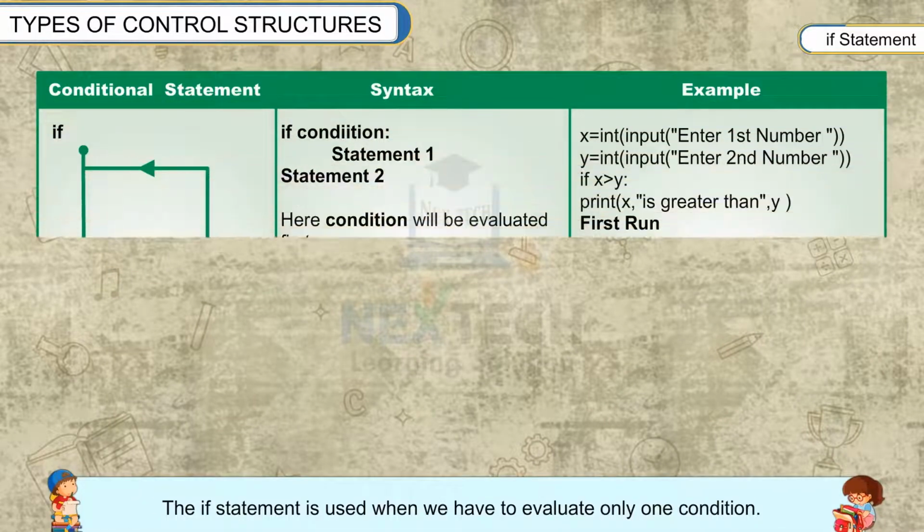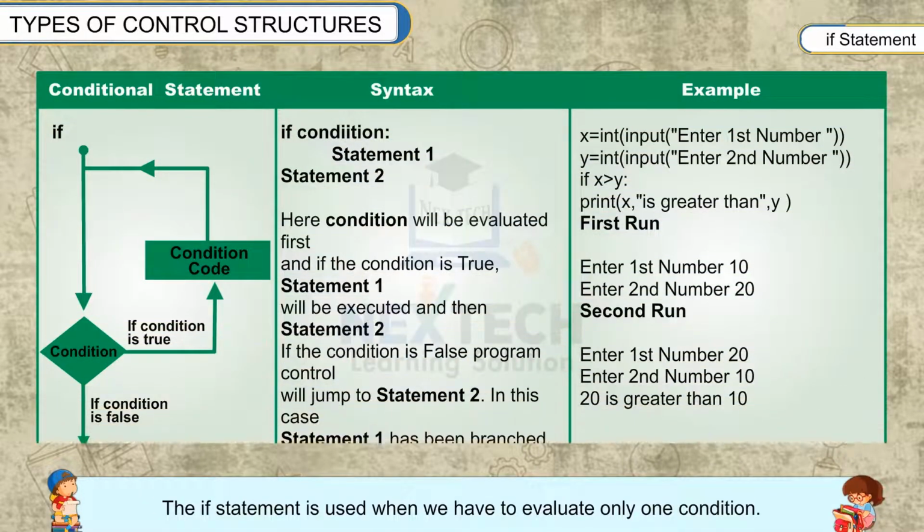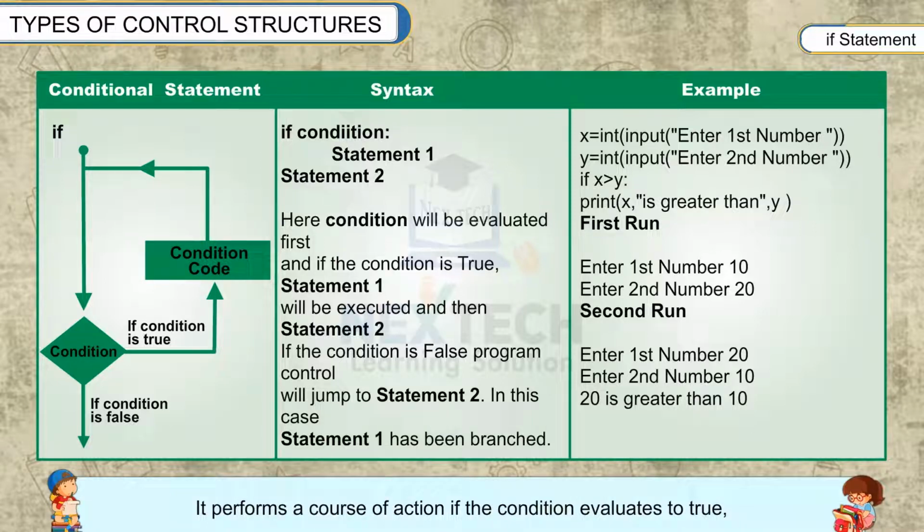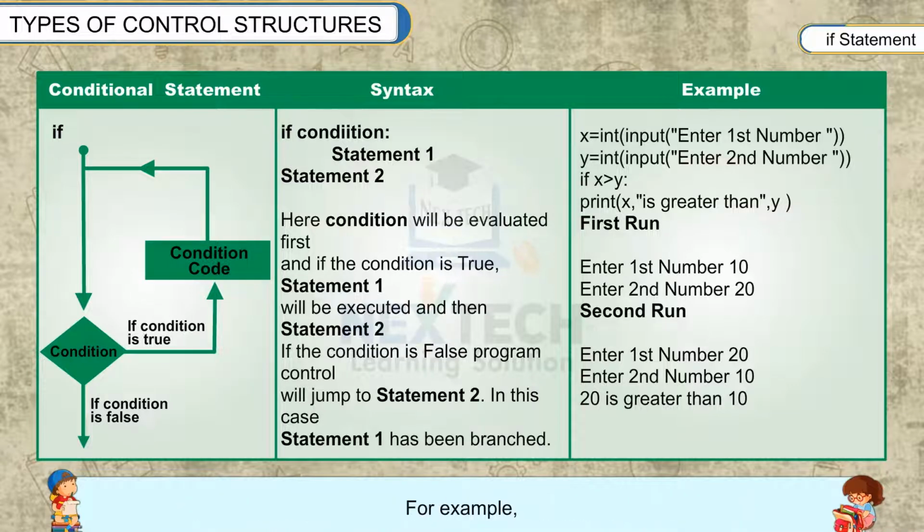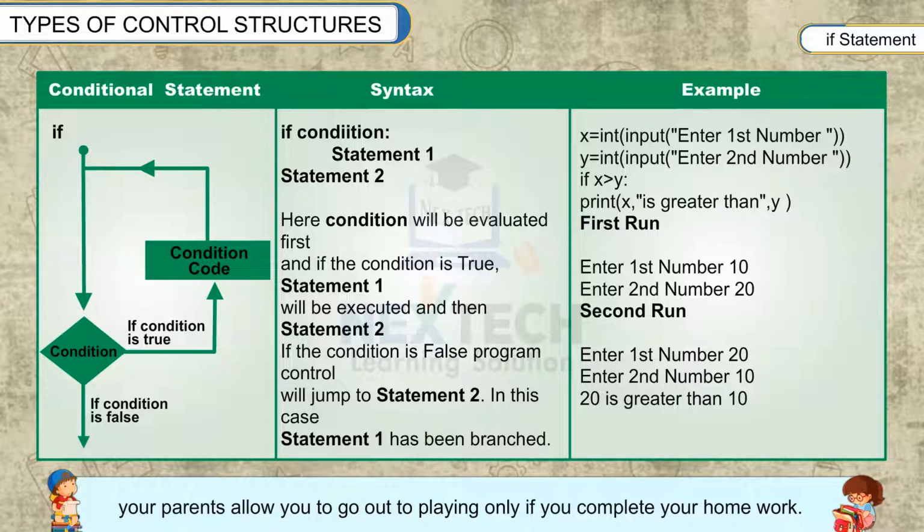If statement. The if statement is used when we have to evaluate only one condition. It performs a course of action if the condition evaluates to be true. Otherwise, it skips the statements if the condition evaluates to be false. For example, your parents allow you to go out to play only if you complete your homework.